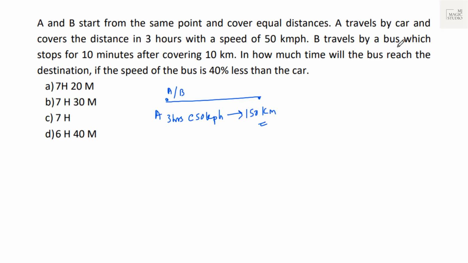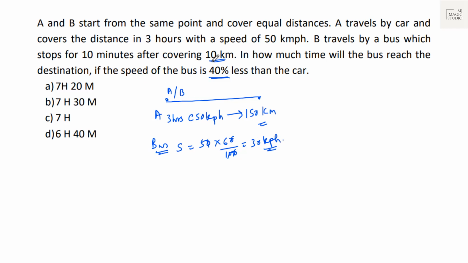B travels by a bus which stops for 10 minutes after covering 10 kilometer. In how much time will the bus reach the destination if the speed of the bus is 40% less than the car? If we are dealing with the bus, the speed of the bus is 40% less. That means 60% of 50, that is 30 kmph.